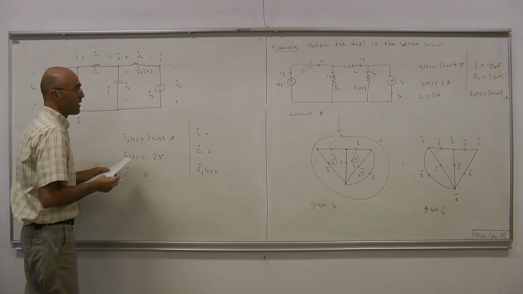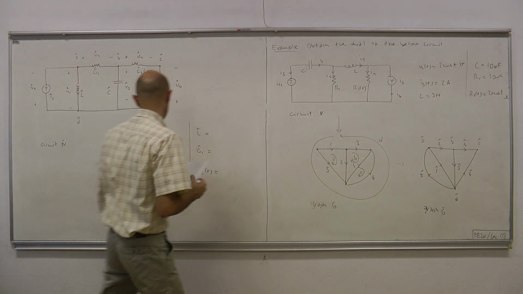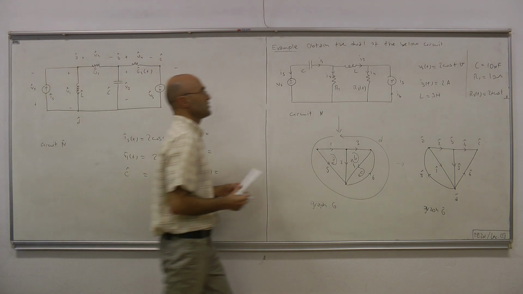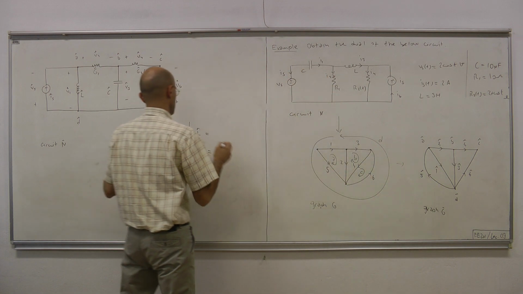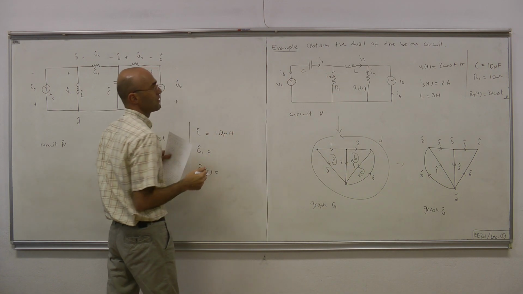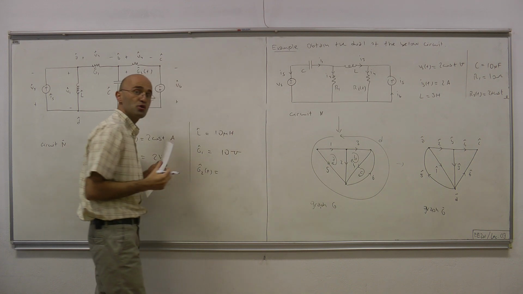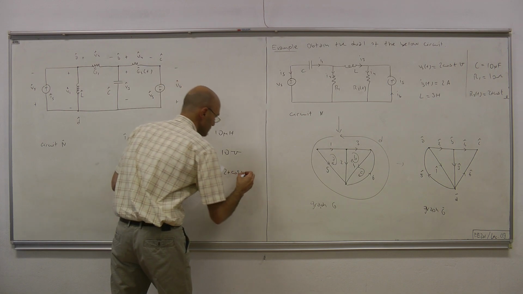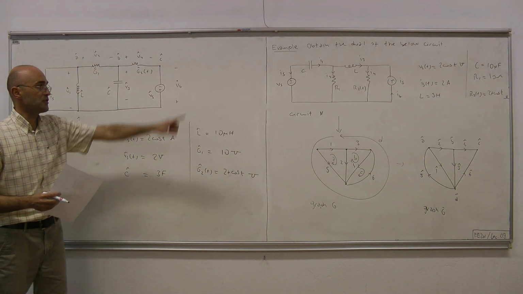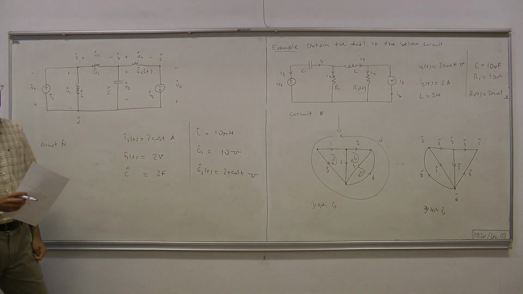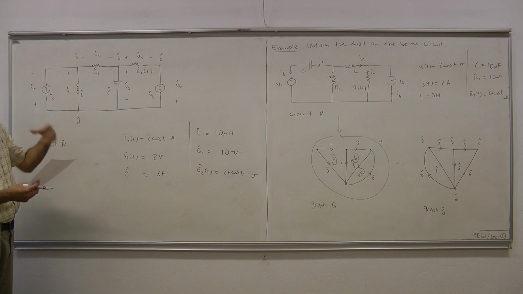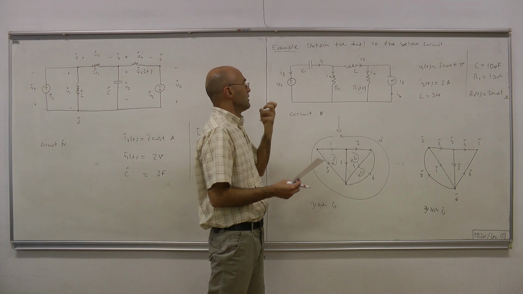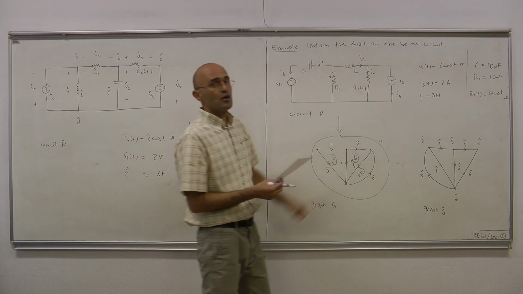Okay? This L, 3 Henry, becomes C hat equals 3 farads. C, 10 microfarad, means L hat 10 microhenries, and so on. 10 mhos or 10 Siemens, and 2 plus cosine T, again mhos. Resistances became conductances here.